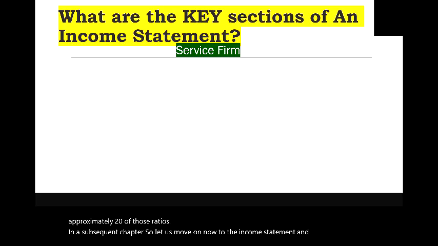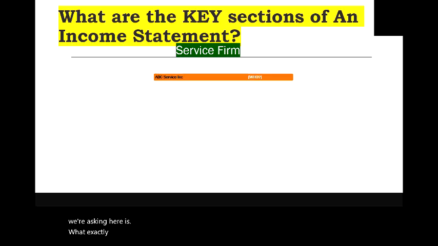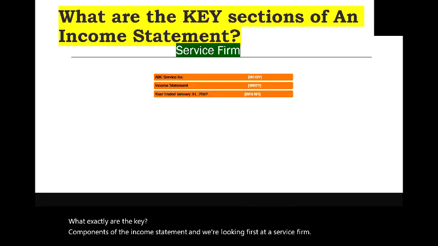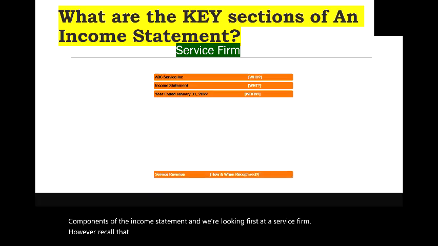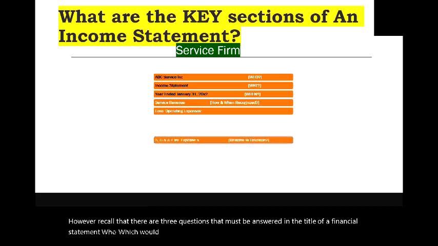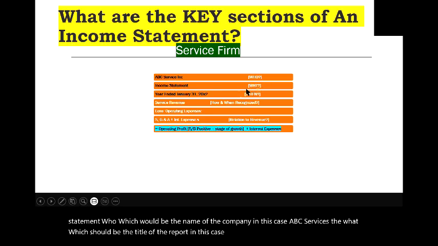And the question that we're asking here is, what exactly are the key components of the income statement? And we're looking first at a service firm. However, recall that there are three questions that must be answered in the title of a financial statement. Who, which would be the name of the company, in this case, ABC Services. The what, which should be the title of the report, in this case would be income statement.